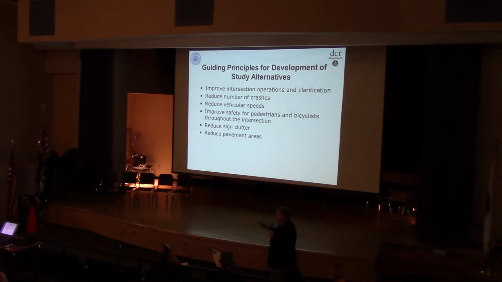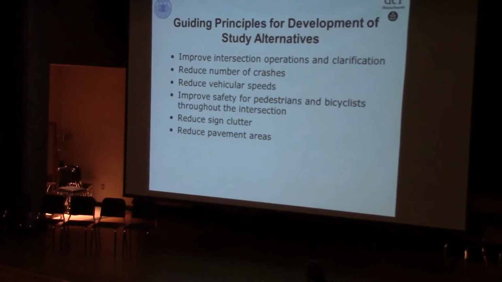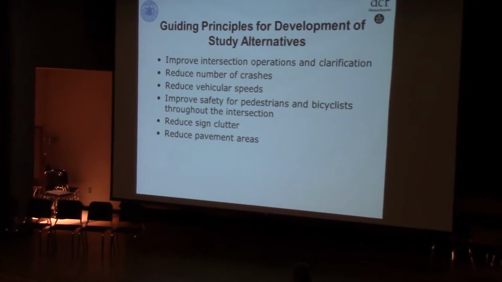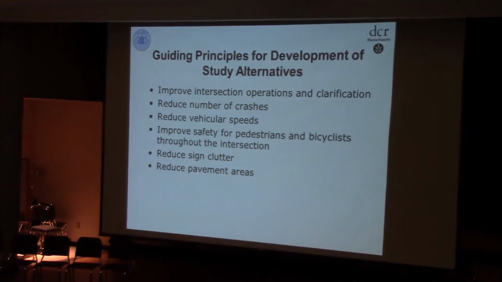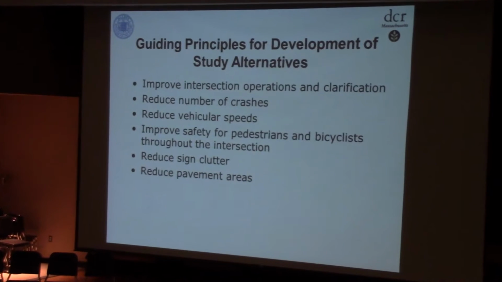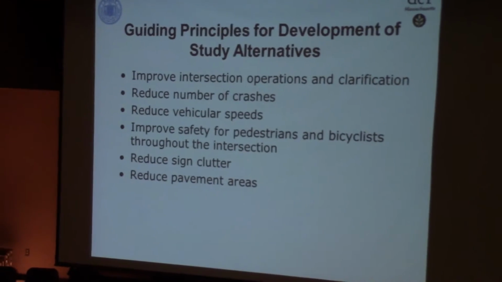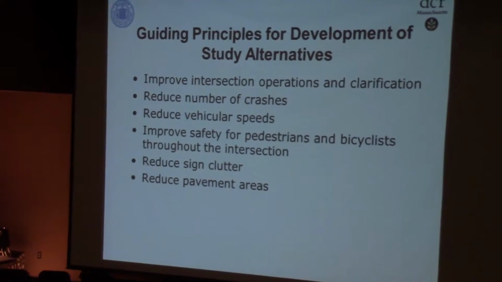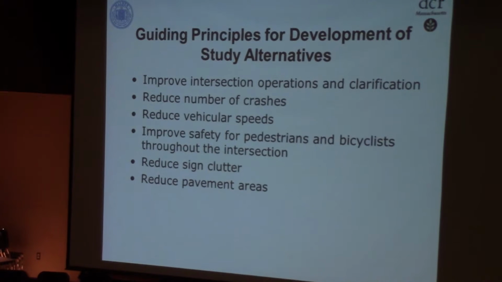From that information we took from it, we looked into what our guiding principles should be for some alternatives, mainly speaking to long-term alternatives. So we immediately thought we need to improve intersection operations and clarification. We need to reduce the number of crashes. We need to reduce the vehicle speed. We need to improve safety for the pedestrians and bicycles throughout the intersection, in addition to the motorists. We want to reduce the sign clutter and confusion that comes along with that, and reduce the pavement area.